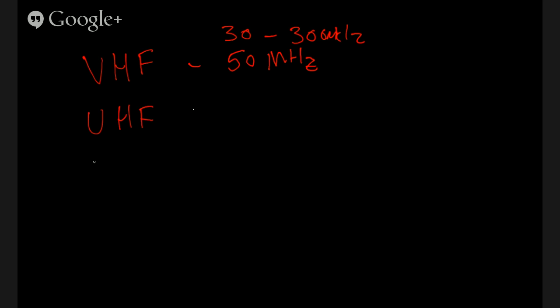And with UHF, 70 centimeters, the UHF does a very good job of reflecting off of building surfaces and penetrating walls. But it is generally line of sight.